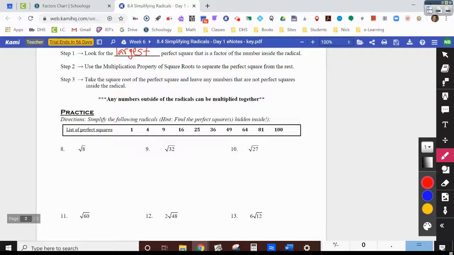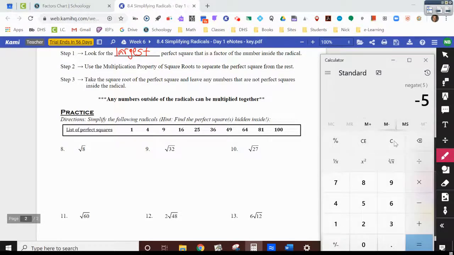So we have the square root of 8, and we need to simplify the square root of 8. Here's my calculator. I'm going to take that number 8 and start dividing it by one of these perfect square numbers. Well, 9 doesn't go into 8, so my next smallest one is 4. So 8 divided by 4 is 2. Oh yeah, duh, I knew that.